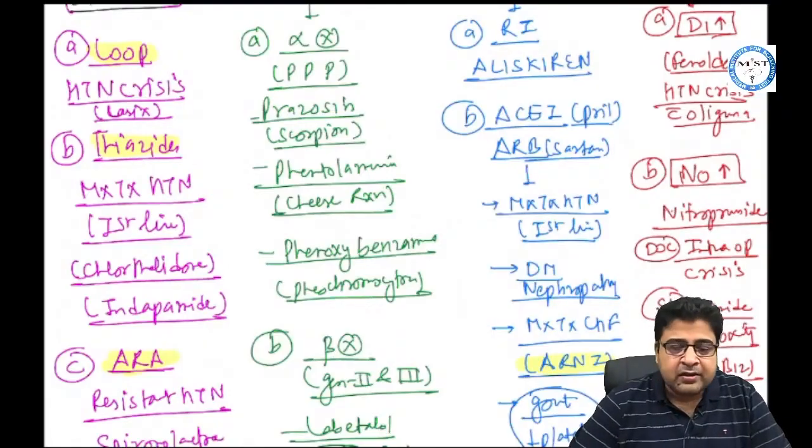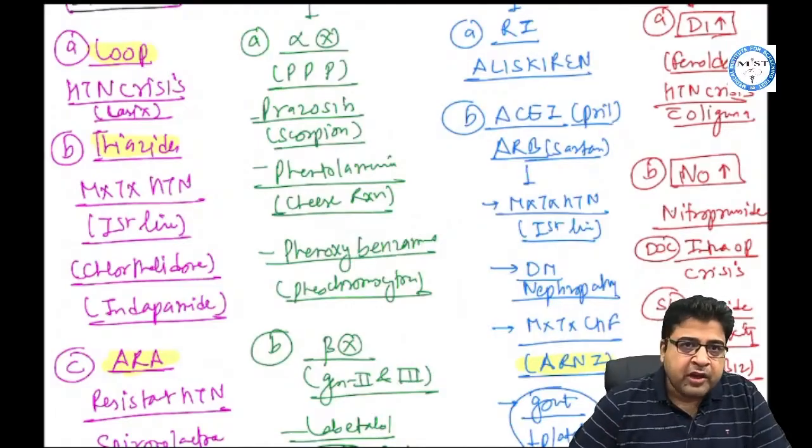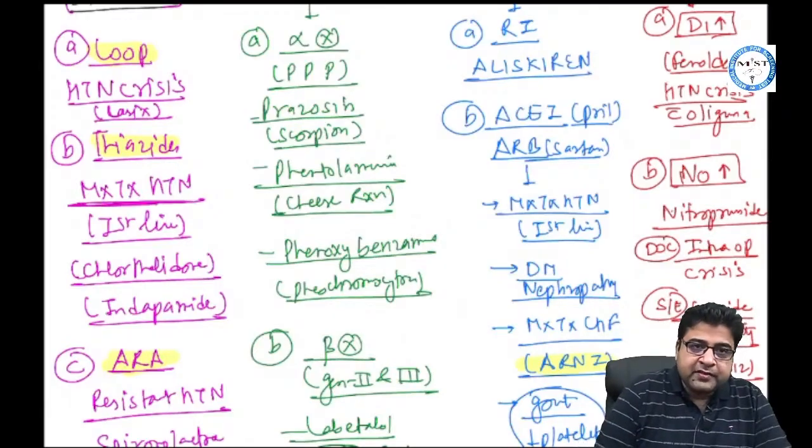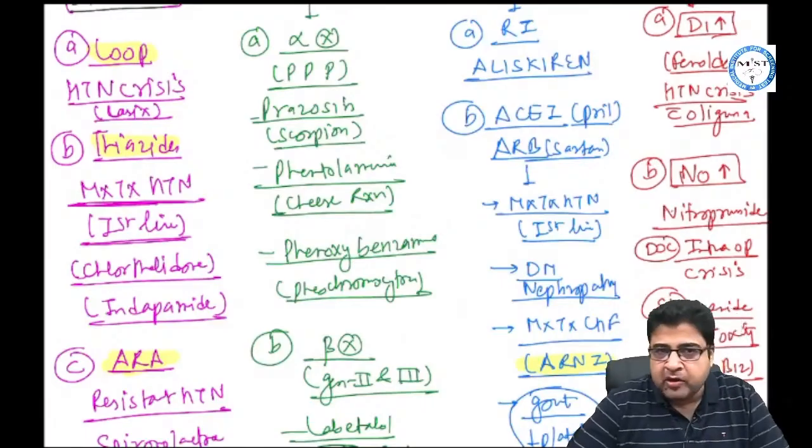Otherwise, there is a high risk of dehydration and immediate death. The drug which we use for hypertensive crisis is Lasix. Lasix is a brand name of a drug known as furosemide. If we talk about thiazides, thiazides are used as first line drugs for maintenance treatment of hypertension.